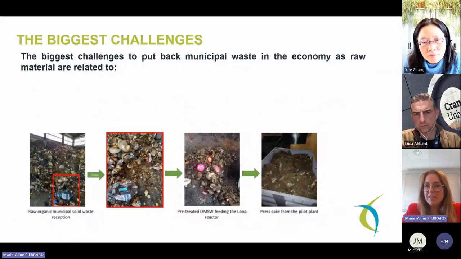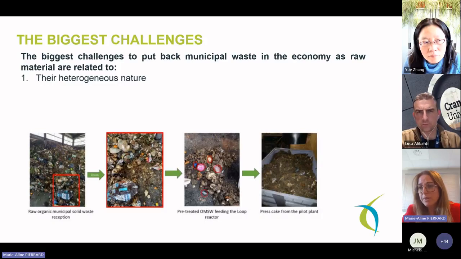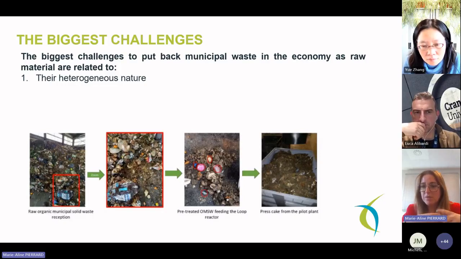So the biggest challenges when you work with organic municipal solid waste, as mentioned by Thomas before, the heterogeneous nature, because you're not eating the same thing every day. Your neighbor is not eating the same as you neither. So you don't know what you're going to get. That's the first thing. That's very heterogeneous.